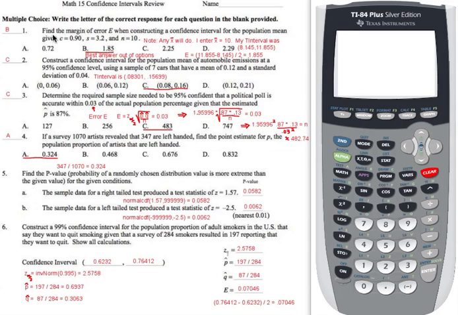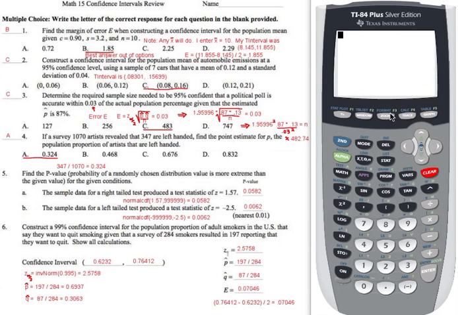So this particular problem says find the margin of error when constructing a confidence interval for a population mean given that the confidence level is 90%, given the standard deviation is 3.2 for the sample, and the sample size is 10. Notice the actual mean has not been given. That will be an interesting thing that we have to consider when we do this particular problem.